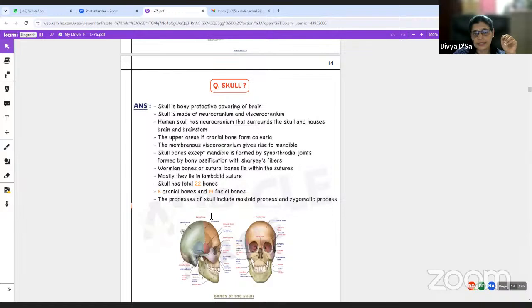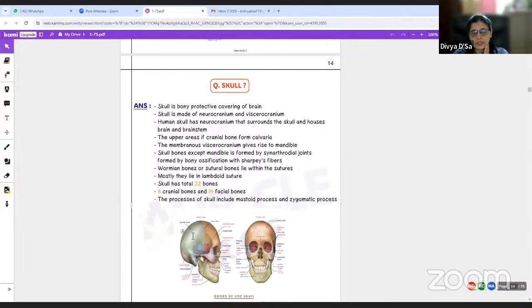The upper areas of the cranial bones form the calvaria, and the remainder is the viscerocranium. We say viscerocranium will give rise to the mandible. The skull bones, except for the mandible, are joined by synarthrodial joints. Synarthrodial joints means they are immovable joints, that is the sutures. They are all joined by these joints, which we call the sutures, so they are immovable joints.